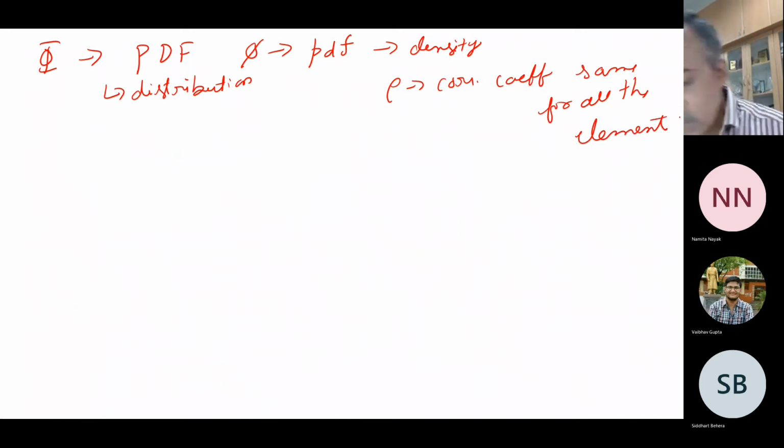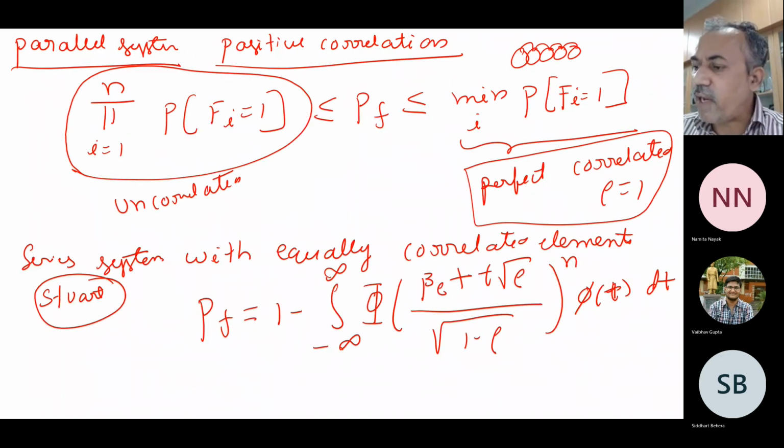Okay, so like this we have these expressions. You followed, right? And of course the main assumption is that all of them should be normal distribution, normal random variables.